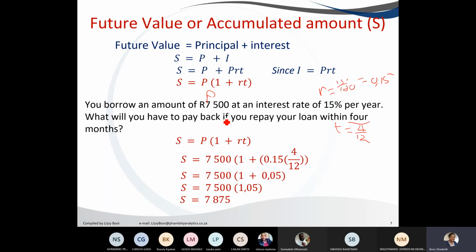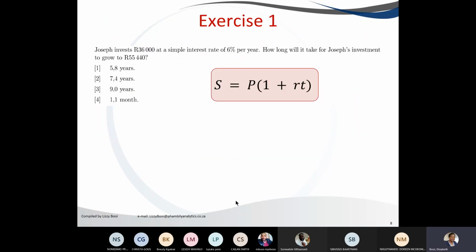Any question? I thought there was someone asking a question. If there are no questions, then we move forward. Do we have an exercise?